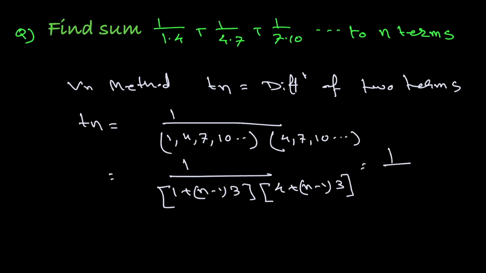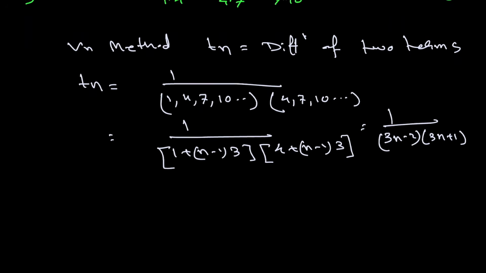So what is coming here? This is 3n minus 2 into 3n plus 1. This nth term we have to express as the difference of two terms, which is commonly known as the VN method. Okay, so let's start. How to do this? Just simply, I am partially separating and writing it as the difference of two terms. Simply I am writing 1 by 3n minus 2 minus 1 by 3n plus 1.